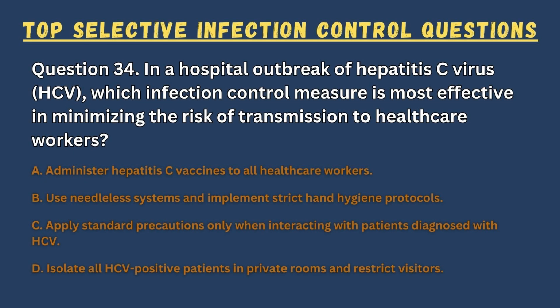Question 34. In a hospital outbreak of hepatitis C virus, HCV, which infection control measure is most effective in minimizing the risk of transmission to healthcare workers? A. Administer hepatitis C vaccines to all healthcare workers. B. Use needleless systems and implement strict hand hygiene protocols. C. Apply standard precautions only when interacting with patients diagnosed with HCV. D. Isolate all HCV-positive patients in private rooms and restrict visitors.